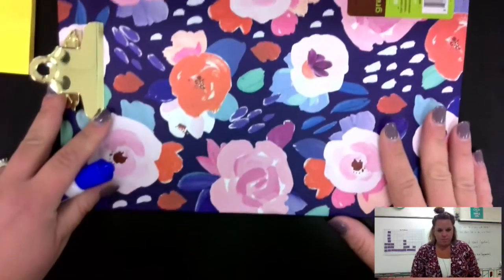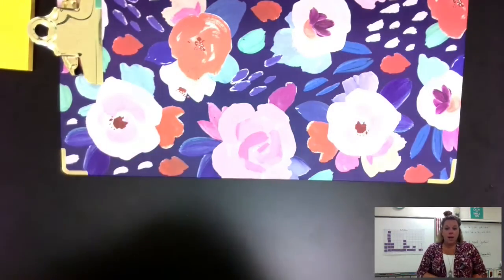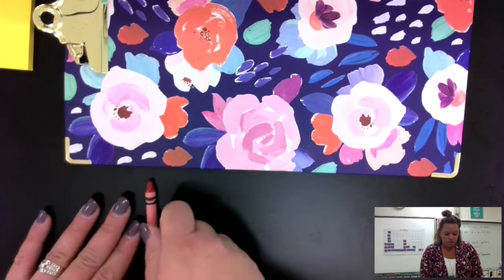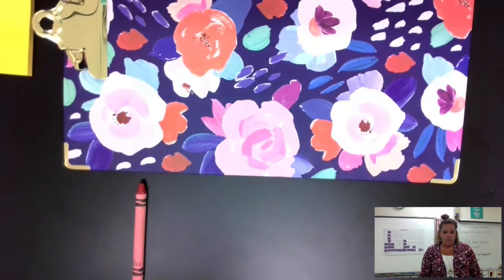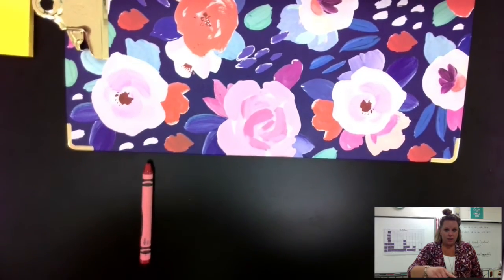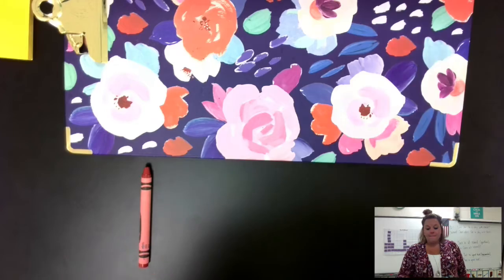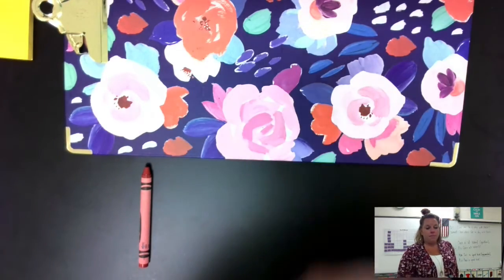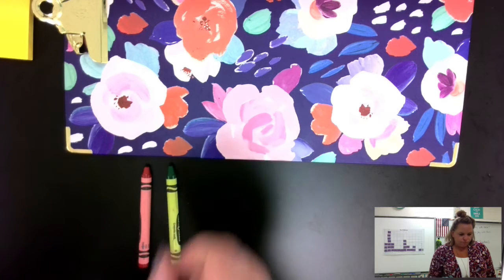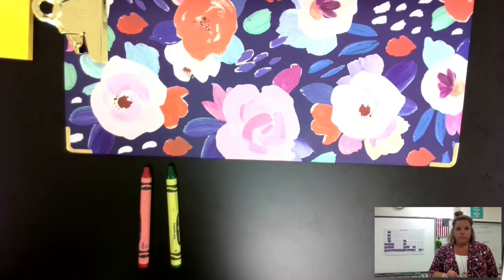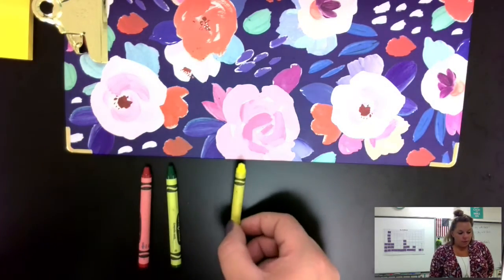So here we go. Let's put them in order. Take your red crayon and put it in first. Put it in the first spot. Okay, you can see how I have my crayon sitting here. It's in the first spot. Take your green one, hold your green crayon in the air. Put your green crayon in the second spot. Take yellow, put yellow in the third spot.